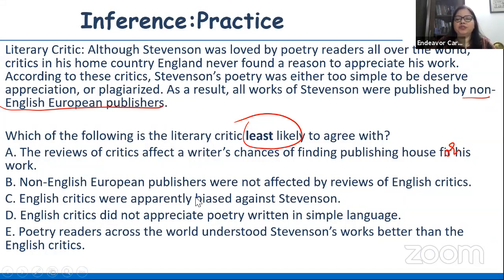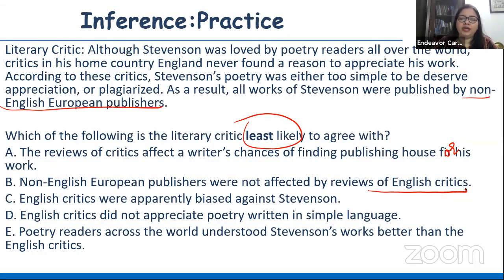Non-English European publishers were not affected by reviews of English critics. Yes, the non-English European publishers published his poetry, so they were not affected by the reviews of English critics, correct? The English publishing houses did not publish it, but the non-English publishing houses published it, right? English critics were apparently biased against Stevenson. We'll keep that on hold, okay?